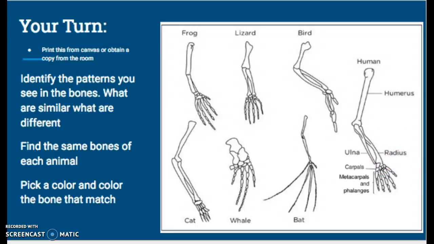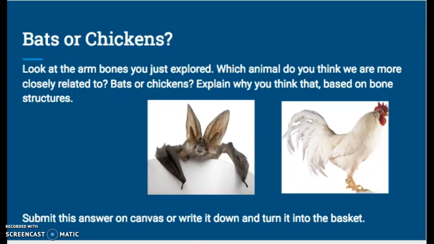So pick those out, study them, and then with that new knowledge, I want you to look at the arm bones you explored and decide which animal do you think we are most closely related to, bats or chickens. Explain why you think that based on bone structure. Okay? Your answer should include something about the arm bones that we just learned about, and you might have to study them pretty closely. So then you're going to submit this on Canvas or write it down and turn it into the basket. It's your choice. Okay, it's a quick answer.